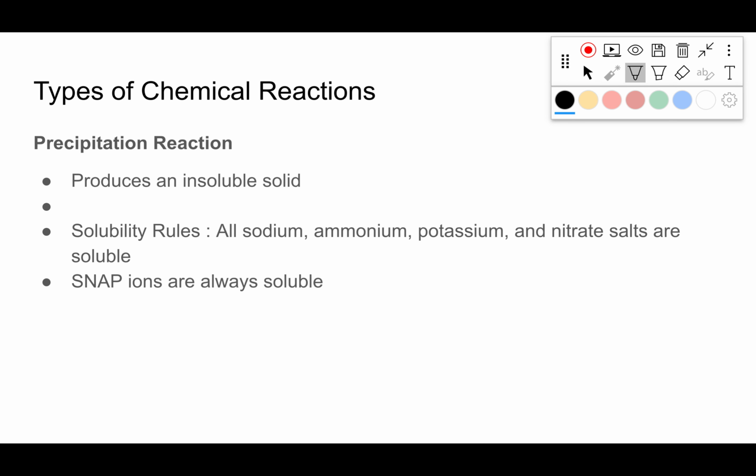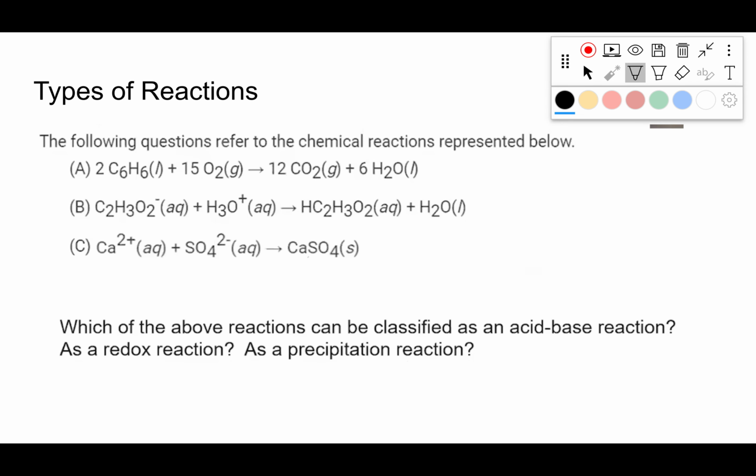Then the last type of reaction is the precipitation reaction. A precipitation reaction is always going to produce an insoluble solid. We only have to remember the SNAP rules to decide which product will not be soluble. The others would be aqueous, meaning that we only care about that insoluble solid. So let's do some practice problems where we're applying all this. I know it's a lot of information, but let's apply it.